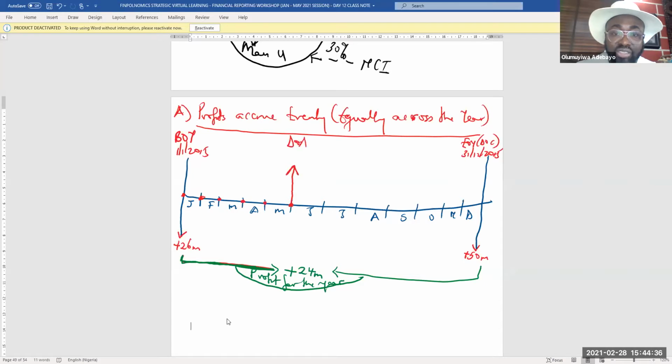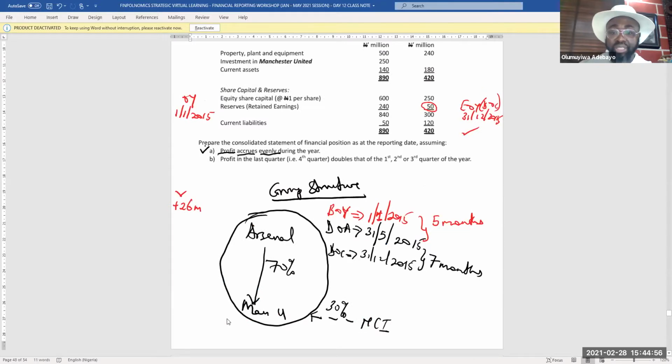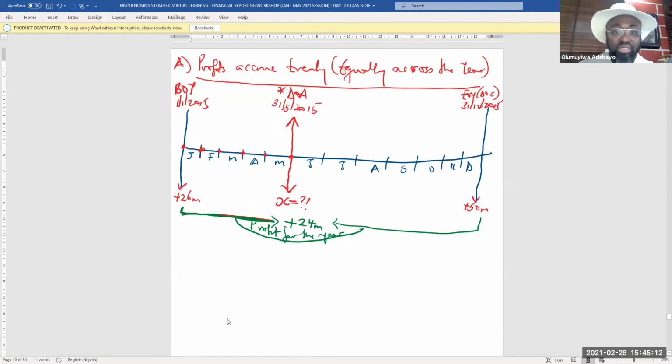Which is the date of acquisition, 31st of May, 2015. Which is X. And the X is unknown. Which means if you recollect, the 5-month period here is our period of pre-acquisition, while the 7-month here is a period of post-acquisition. Therefore, the same thing happens here.